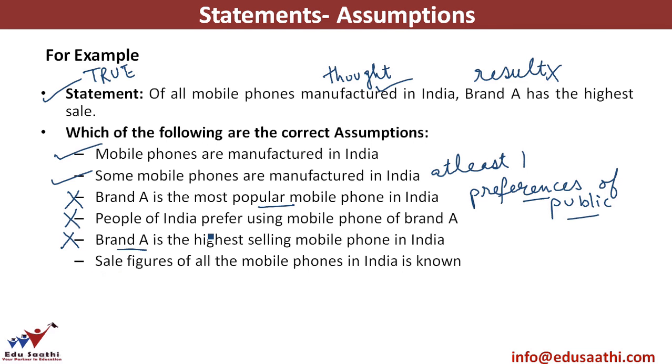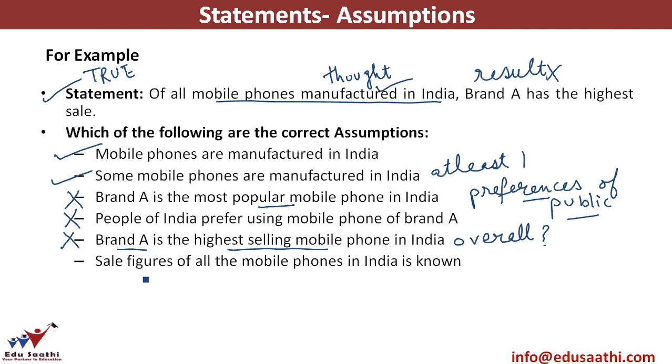So, for example, iPhone is imported, it's not manufactured in India, and it might have the highest sales. But let's say among all the mobile phones that are manufactured in India, there is some XYZ brand which has the highest sale. So the topic or the subject was mobile phones manufactured in India. Among them, brand A has the highest sale. Whether it's the overall highest selling mobile phone, we do not know about that. So this is a statement given for overall and not the mobile phones manufactured in India.